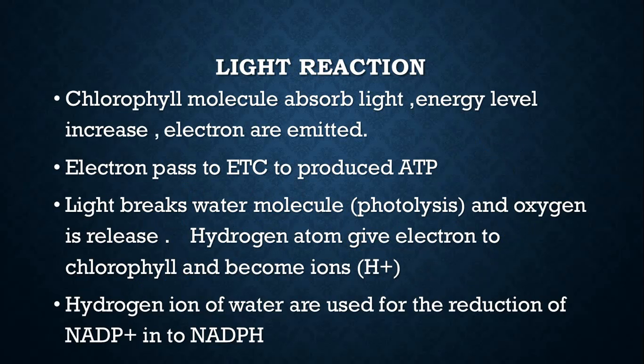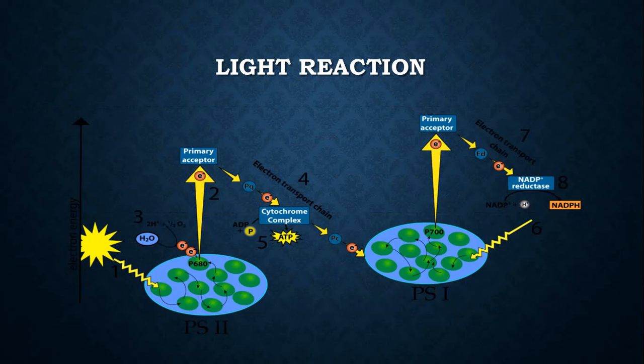Now light breaks the water molecule in the presence of light. This process is called photolysis, and then oxygen is released and one hydrogen atom is moved from one chlorophyll to another. This hydrogen atom is added to NADP plus and they convert into NADPH. Now let's see the diagram again. You will understand this. This is called a Z scheme because the electron moves in the form of a Z.